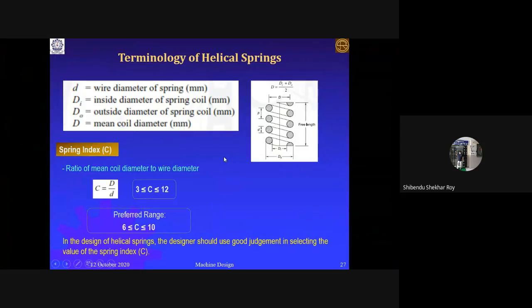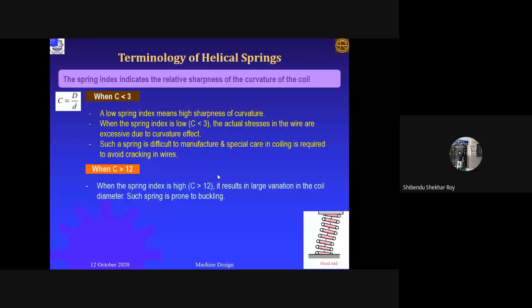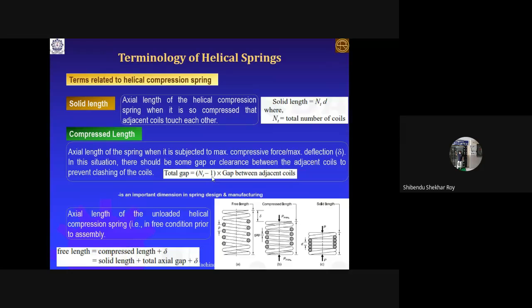Now next is the spring index. You have to choose the ratio of the mean coil diameter to the wire diameter, and its value varies from 3 to 12, and the more preferred value is 6 to 10. Why it should not be less than 3 and why it should not be greater than 12, I have already explained in the last class. I have also discussed the different terminology related to the helical compression spring, that is the solid length, compressed length, and the free length.